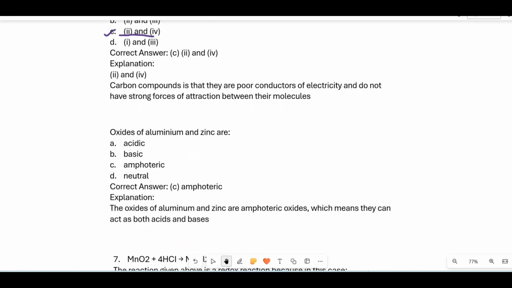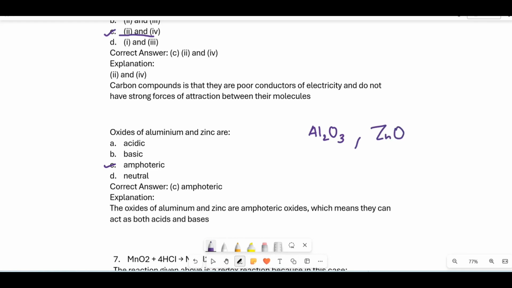Next question. Oxides of aluminum and zinc are both amphoteric in nature. Aluminum oxide is amphoteric, and zinc oxide is also amphoteric. Aluminum oxide is Al2O3, and zinc oxide is ZnO.